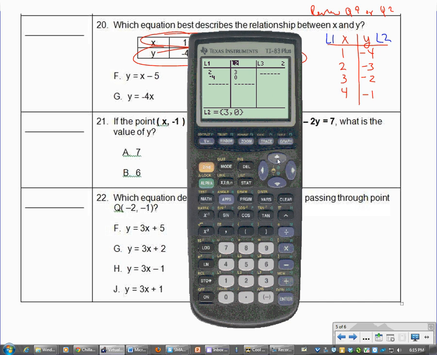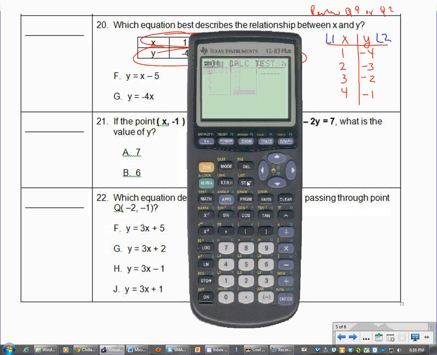Press enter. We're going to clear out. So up, clear, enter. Go to L1, press up, clear, enter. In L1, we're going to put 1, 2, 3, 4. L2, we're putting our y values. That's the -4, -3, -2, -1.